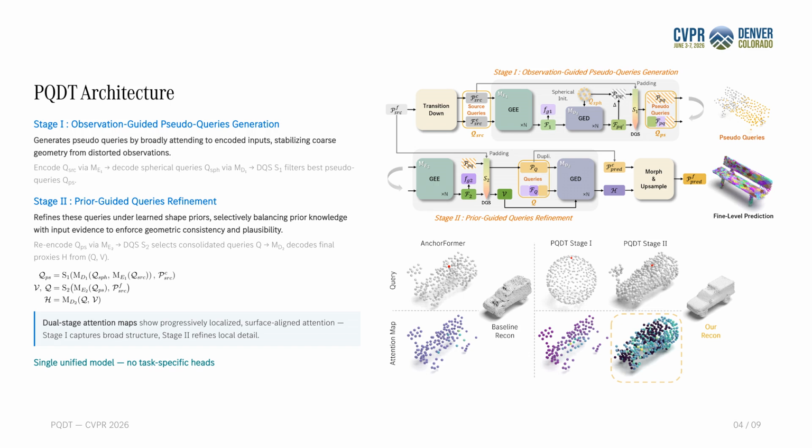In Stage 2, prior guided refinement, we re-encode these pseudo-queries through ME2. Apply another DQS module S2 to select consolidated queries Q, and finally our decoder MD2 produces the output proxies H from the queries and refined features V. The attention maps on the right demonstrate our dual-stage design. Stage 1 captures broad structural patterns, while Stage 2 produces progressively localized surface-aligned attention. Importantly, this is a single unified model. No task-specific heads are needed.